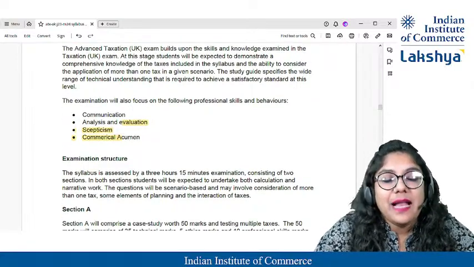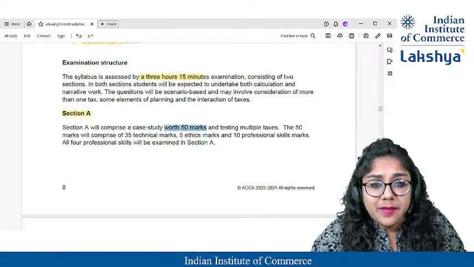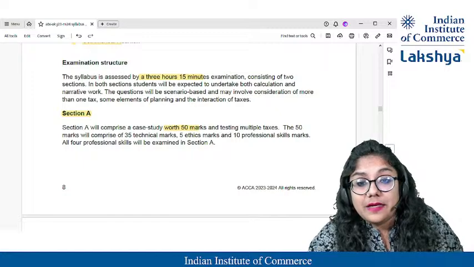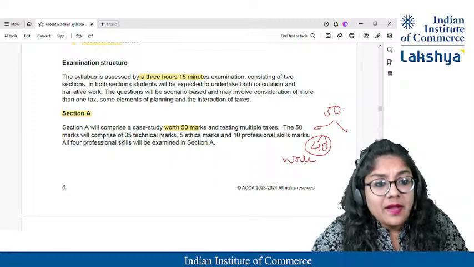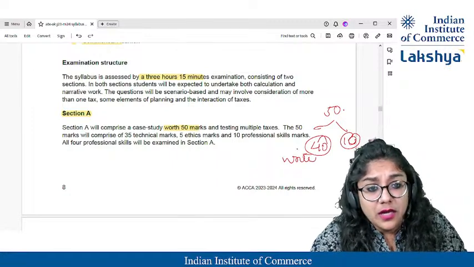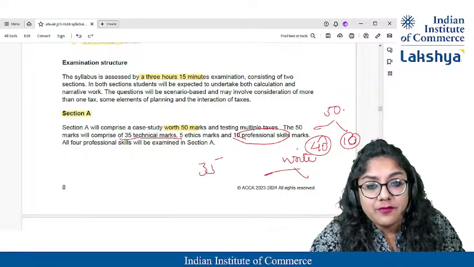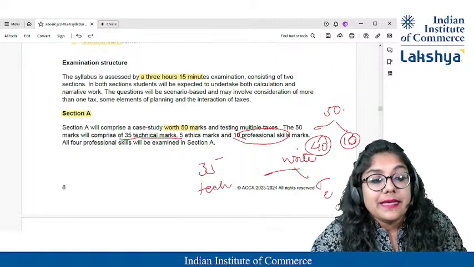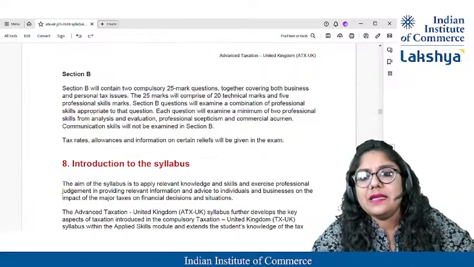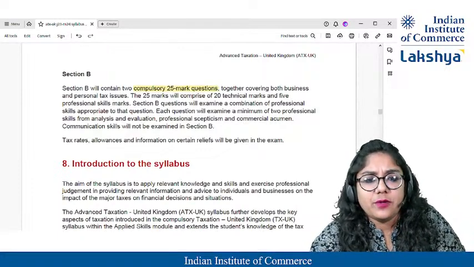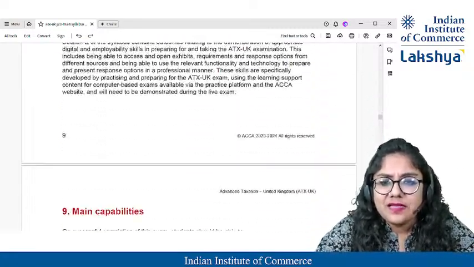Over here, how many minutes will I have? It's 3 hours and 50 minutes. Section A will be 50 marks, for the first question. Out of which 40 marks are to be written and 10 marks for professional marking. Out of that, 35 marks out of 40 are for technical understanding and 5 for your ethics, meaning how well you represent that. And for section B, it's 25 marks compulsory, out of which 20 for technical and 5 for professional in both the questions. This is what I have already explained to you.